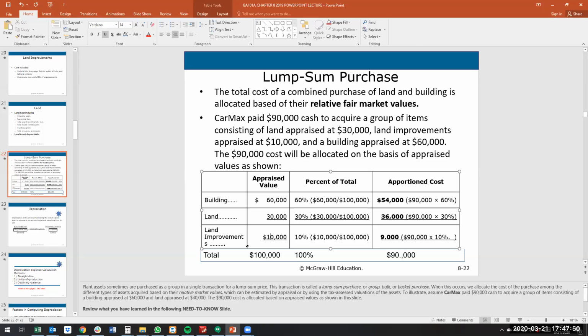plant, property, and equipment. And so generally we'll receive appraisal reports saying the building's worth $60,000, the land's worth $30,000, and the land improvements are worth $10,000. So the appraised value is 100,000. We got it on sale. We got it for 90,000.